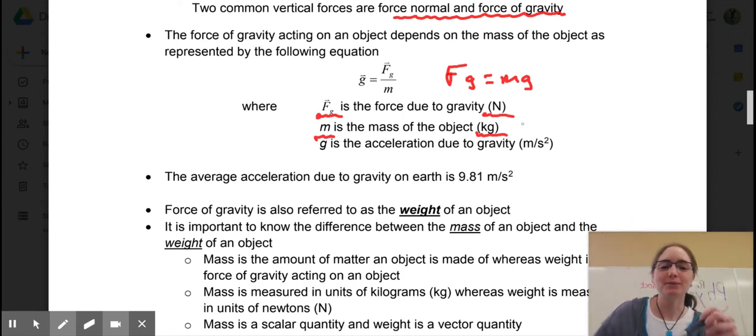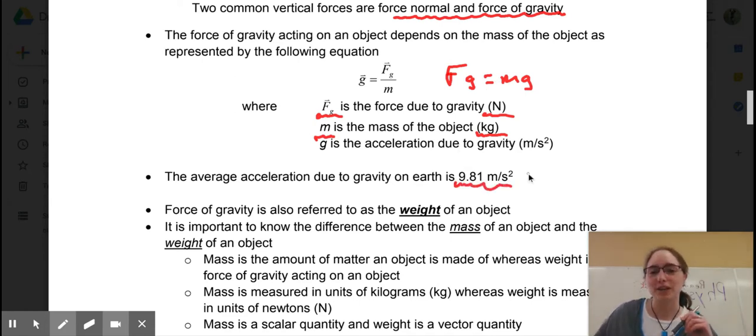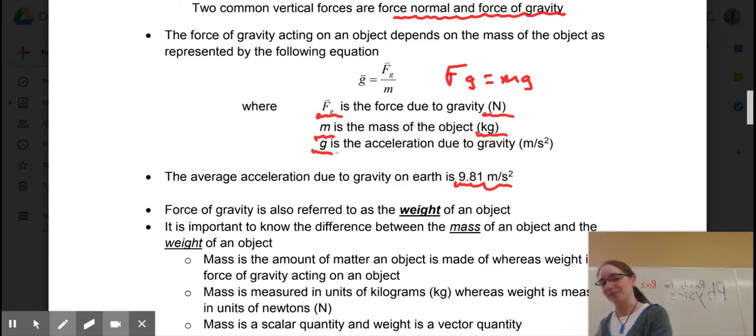Our average acceleration due to gravity on Earth is 9.81 meters per second squared. You guys already know that. You already have that number memorized, which is good. And so g is your acceleration due to gravity. You're only ever going to have to use a value different from 9.81 if we're on the planet Mars or something, or on the moon. If that's the case, I'll give you g, or you'll have to calculate g, and I'll give you all the other info you need.